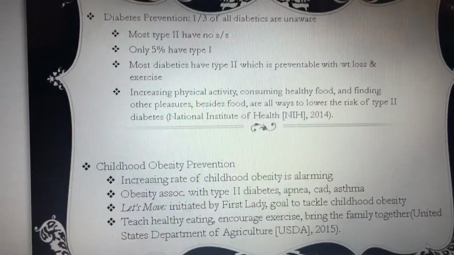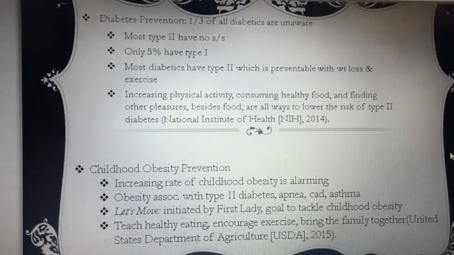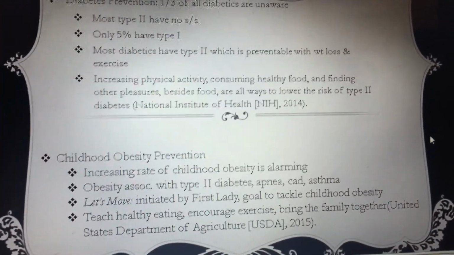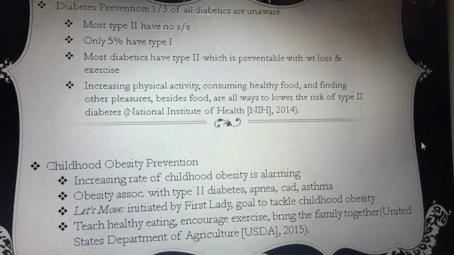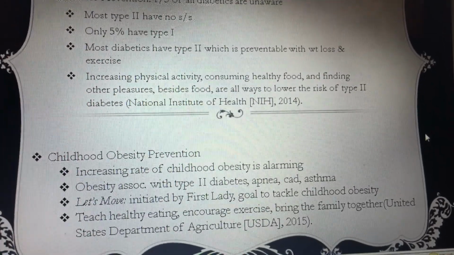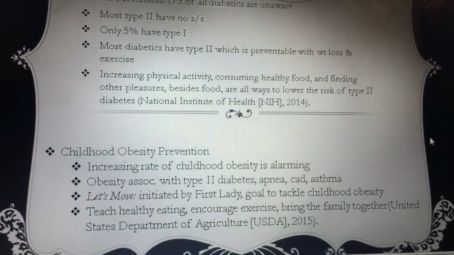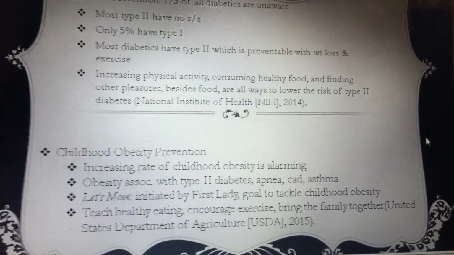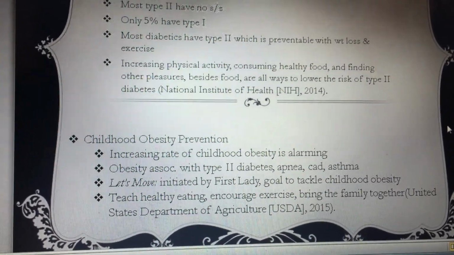Diabetes prevention. One third of all diabetics are unaware they have it. Most type 2 diabetics have no signs and symptoms originally. Only 5% of those who suffer from diabetes suffer from type 1, and most diabetic sufferers have type 2. And type 2 diabetes is preventable with weight loss and exercise. So increasing physical activity, consuming healthy food, and finding other pleasures besides food are all ways to lower the risk of type 2 diabetes.